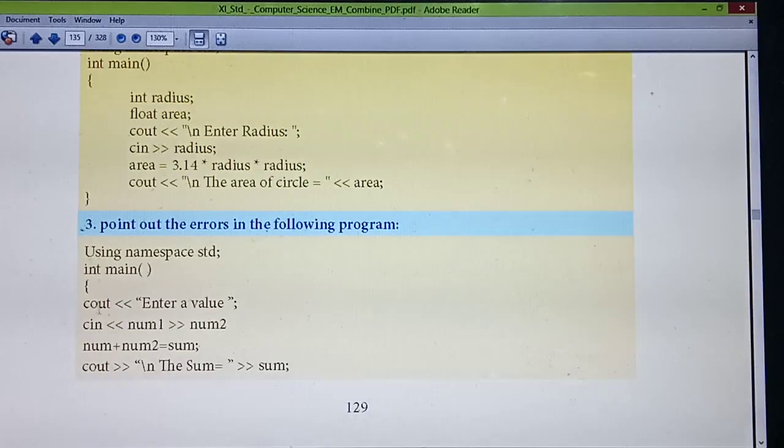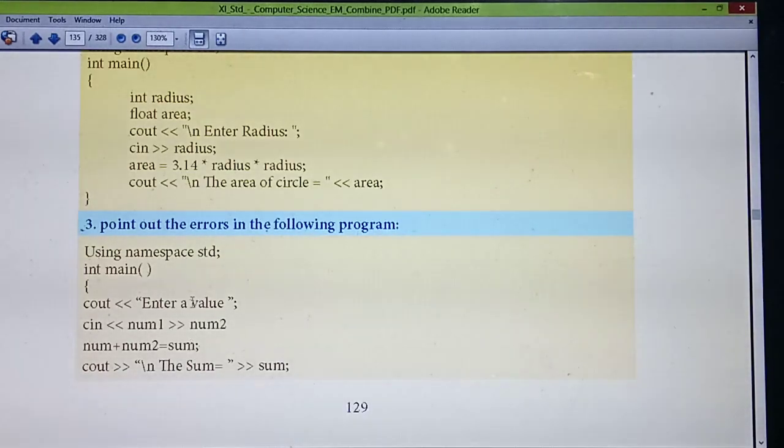Then main function, cout, enter value of that, all correct. Listen carefully. cin num1 and num2. But how many variables are you using? You should declare the variables at the top. Whether any variable is declared here? No. Integer num1, num2, have they declared? No. So here also one error. 3 errors you have found out. What are they? #include iostream is not there. Here capital letter they have given. Variable declaration, that means int num1, num2, sum should be given, but they are not given.